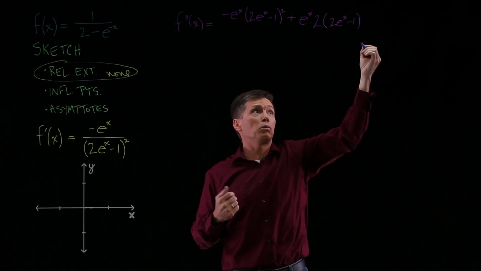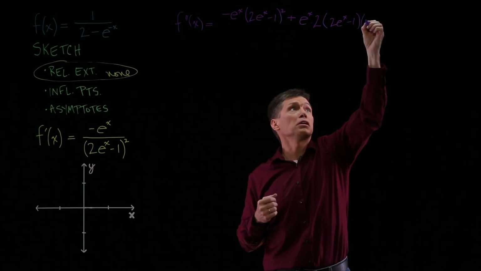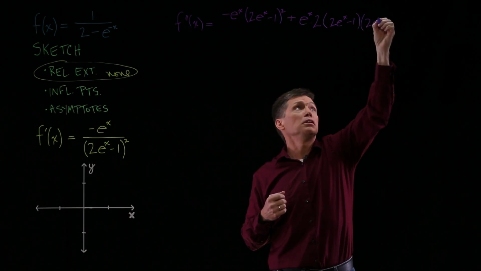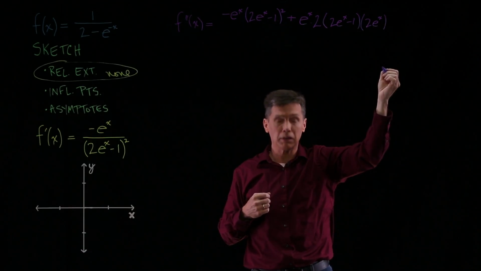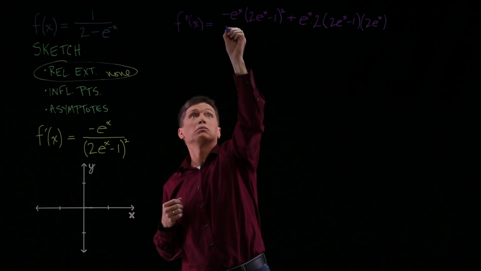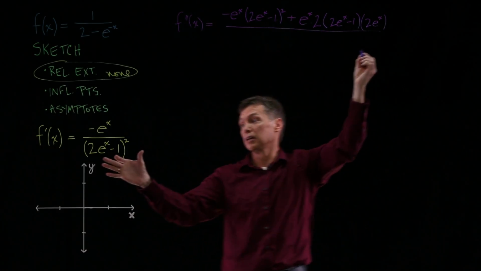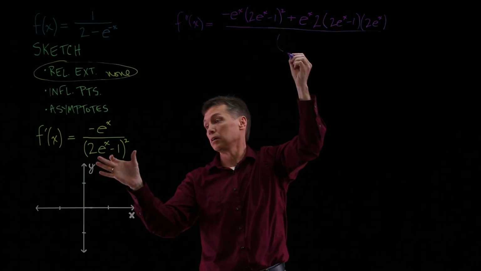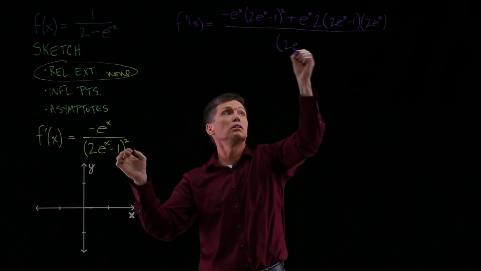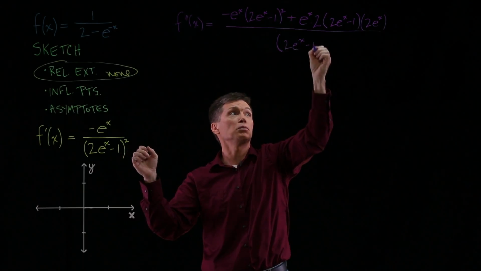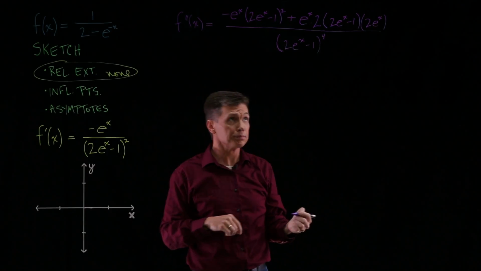Drop it down a power to the 1 power, multiply by the derivative of what's inside, which is looking like just 2 e to the x. All right. That's the numerator of my quotient rule. Now I've got the big divided by, and I've got that entire denominator squared. So we have 2 e to the x minus 1 squared to the 4th power.